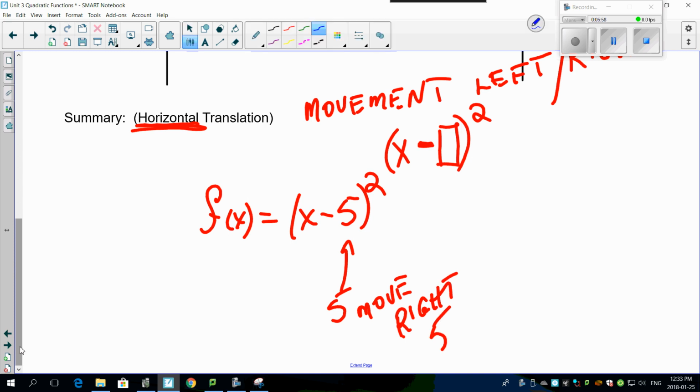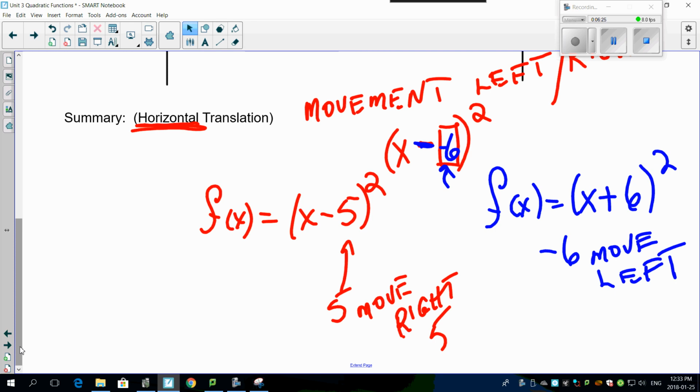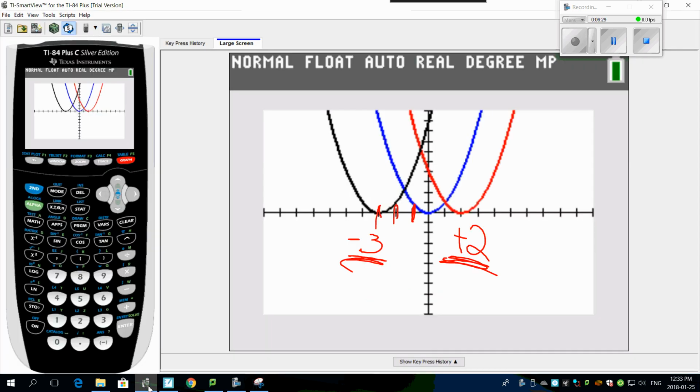Okay, now if I did this and I went x minus, or I should say plus 6 squared, remember, what would that original value be? In order to make this into a plus, that original value had to be a negative. So this is going to be a negative 6, and that's going to be a move left. You see what I mean? And we can play around with that in the calculator just to confirm things. So we're going to move right 5 and left 6.